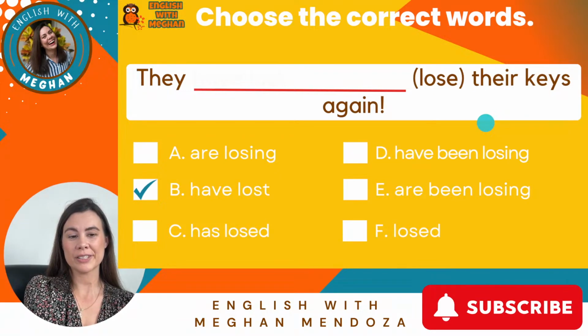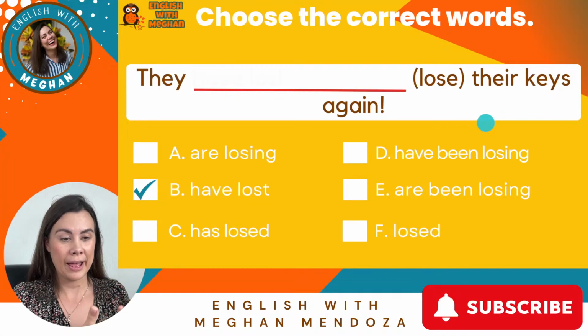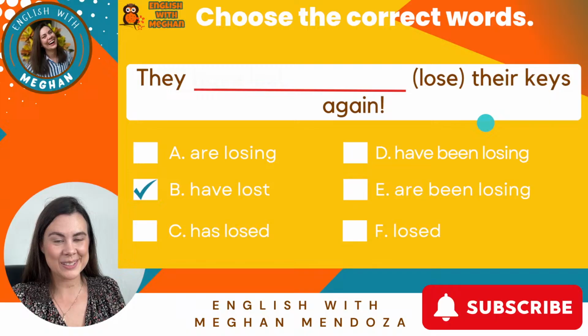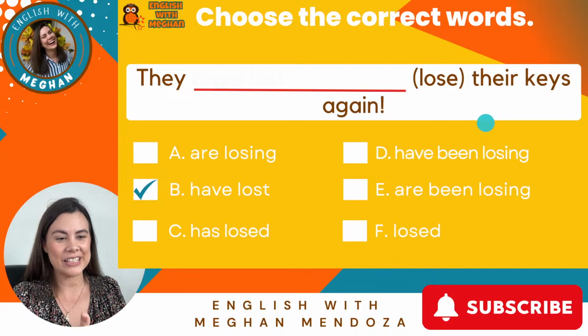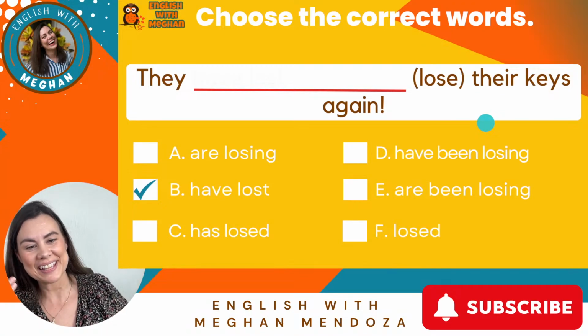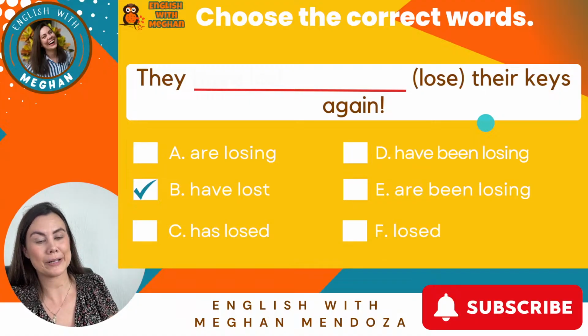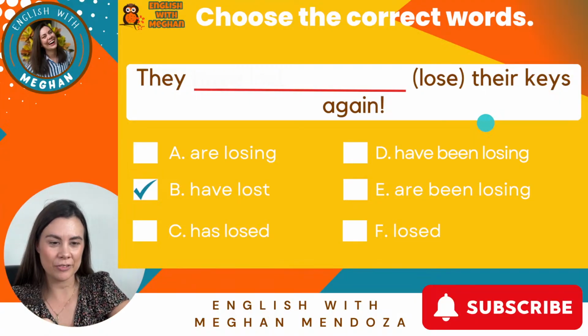Remember, we use present perfect because it's something that happens in the recent past, right? So there's actually 2 reasons here. So they just lost their keys in the recent past, okay? And also this is an experience that has happened to them, okay? Losing keys, it's a bad experience. I don't wish it on any of you.